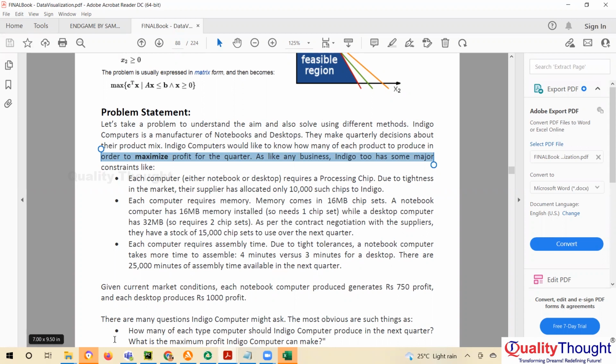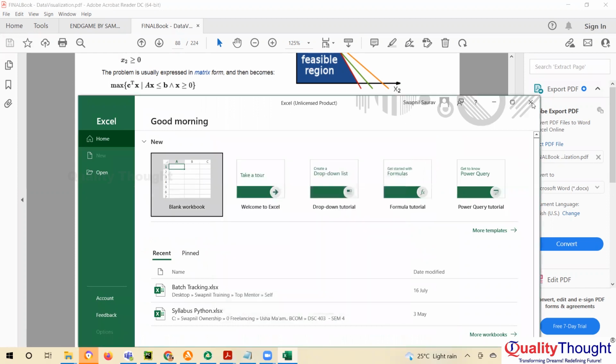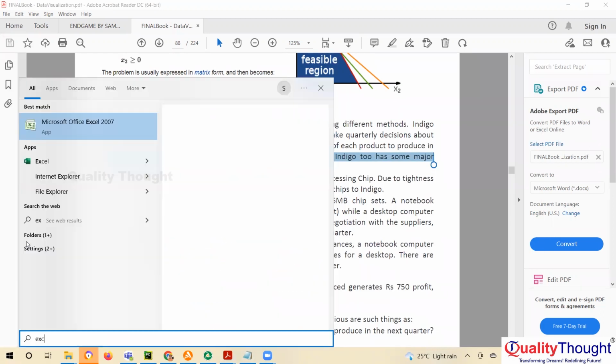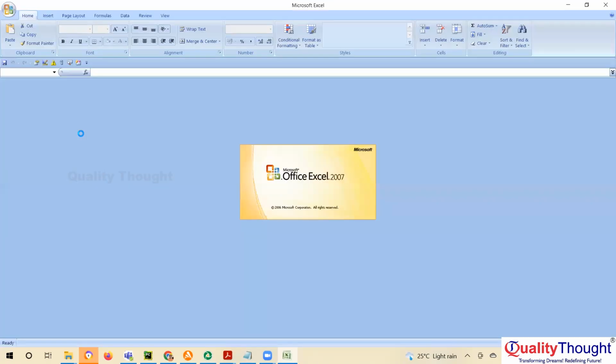How to solve it in Excel also, we'll take it out. So first we'll do that in the Excel. There's a company called Indigo, and they make laptops and desktops.